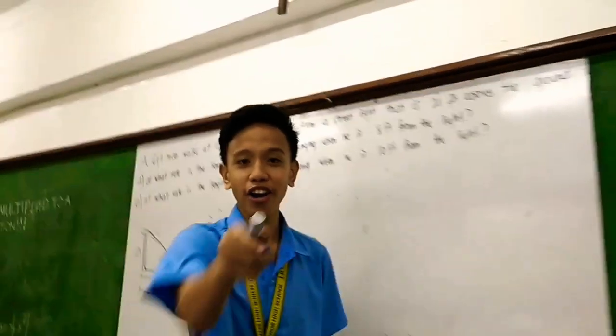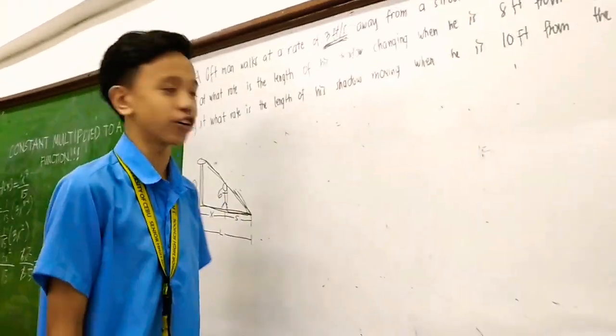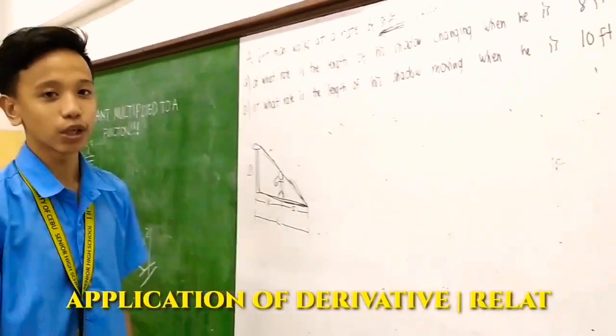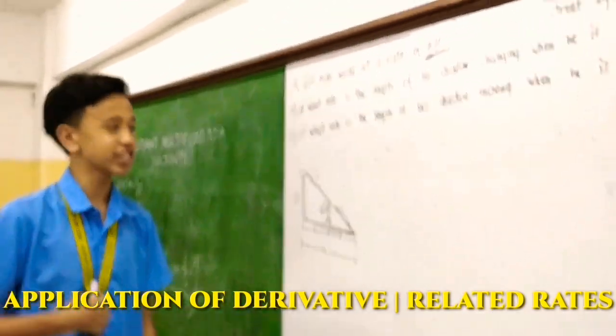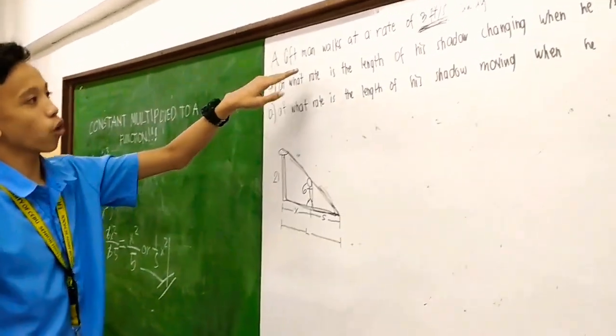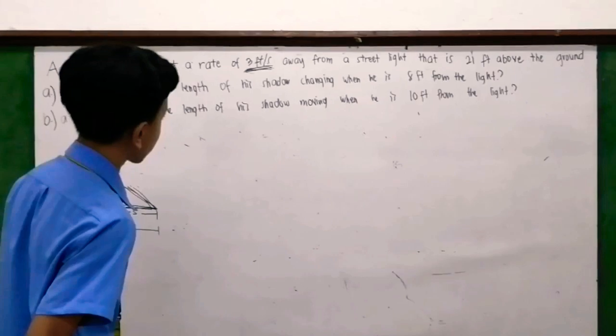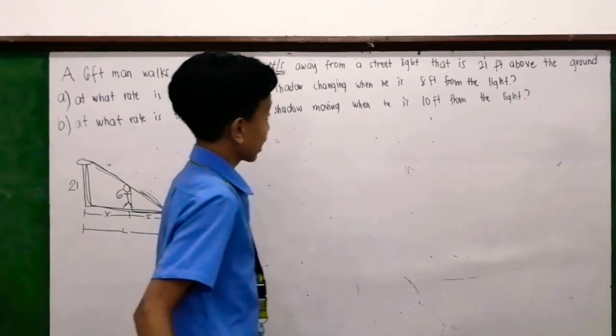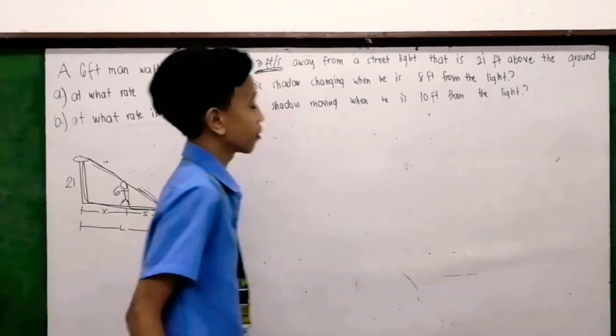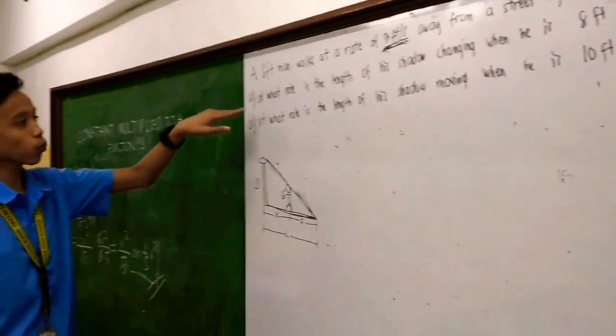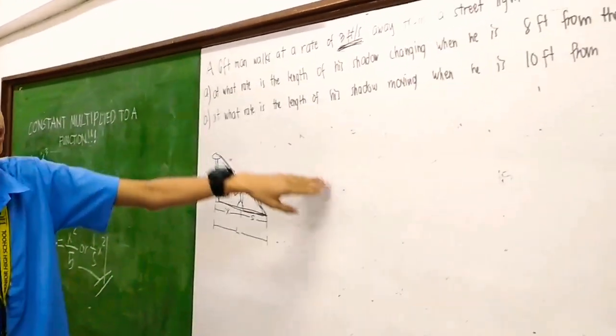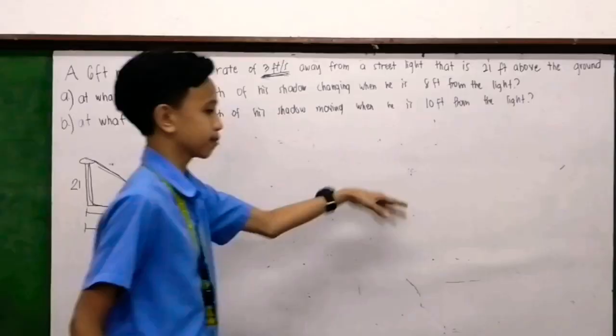So Ramon, this is your final stage of your journey, the application of derivatives, the related rates. So this is our example. A 6-feet man walks at a rate of 3 feet per second away from the street light that is 21 feet above the ground. So our first question is, at what rate is the length of his shadow changing when he is 8 feet from the light?